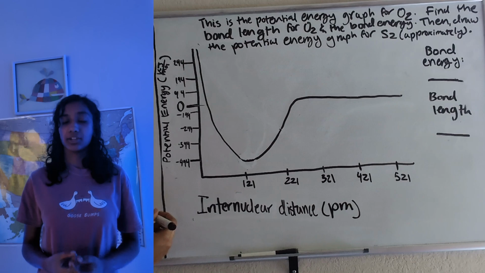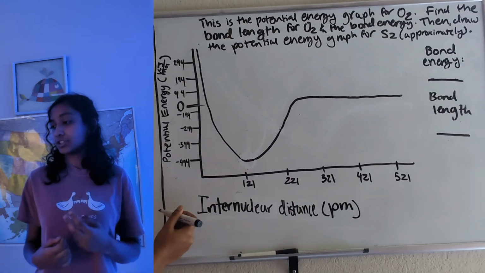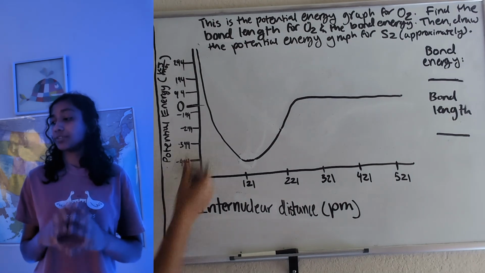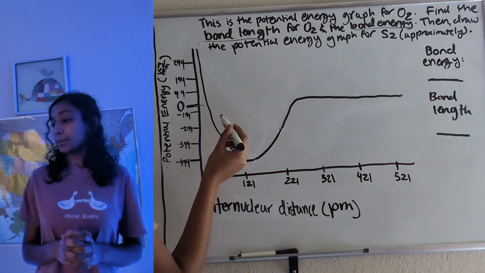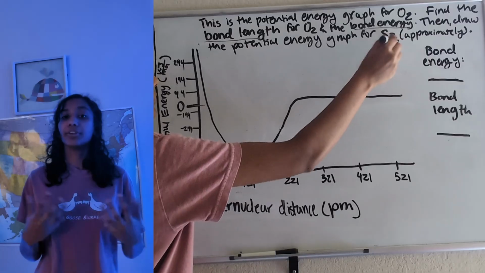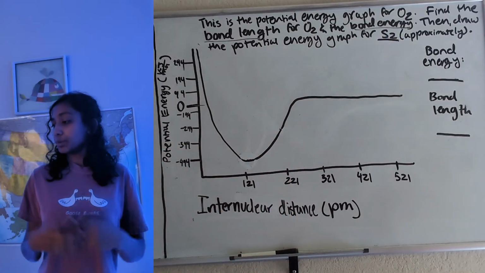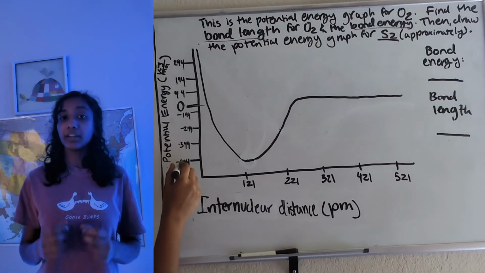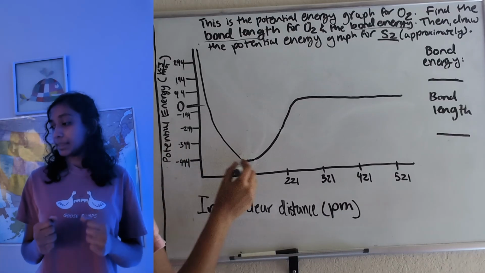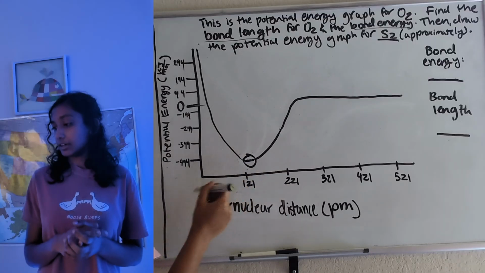Now let's look at a question that has potential energy graphs. This problem says that this is the potential energy graph for 2 oxygen atoms. First, find the bond length and bond energy. Then, draw the approximate potential energy graph for sulfur. First, we know that the part of the graph with the lowest potential energy is where the oxygen atoms will bond, and that's right about over here.